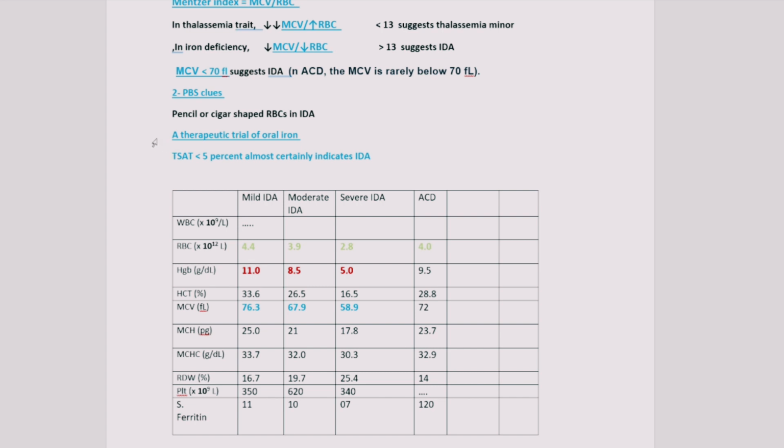A therapeutic trial: if the diagnosis remains unclear, a therapeutic trial of oral iron therapy could be appropriate. Baseline reticulocyte count is measured. Oral iron therapy is initiated for 7 to 10 days. Then reticulocyte count is repeated. The earliest hematologic evidence of response to treatment is increase in the percentage of reticulocytes, which confirms the diagnosis of iron deficiency anemia. Transferrin saturation less than 5 percent is markedly reduced and indicates iron deficiency anemia.